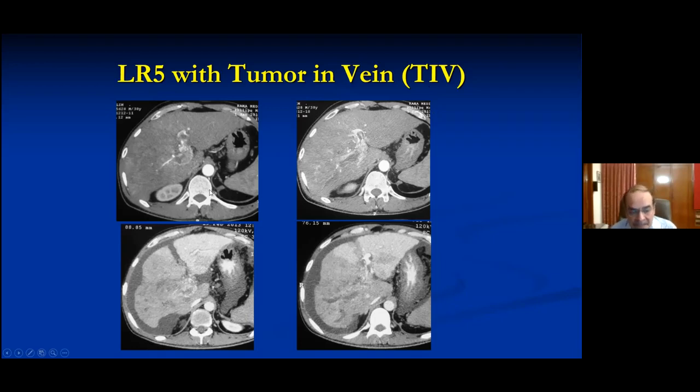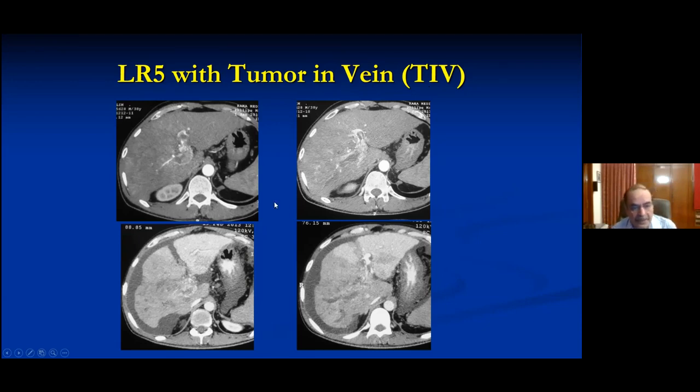So this is the kind of lesion which your radiologist is going to describe as LR5 with tumor in vein. This is definitely HCC, no sampling is required. The presence of thrombus, as you're better aware, is important to convey to your clinicians. This patient is not a good candidate for TACE at all because the portal vein is already thrombosed.